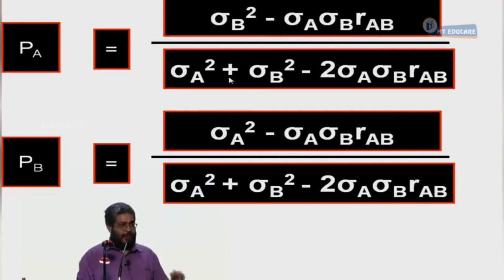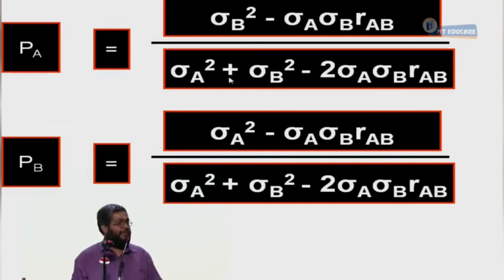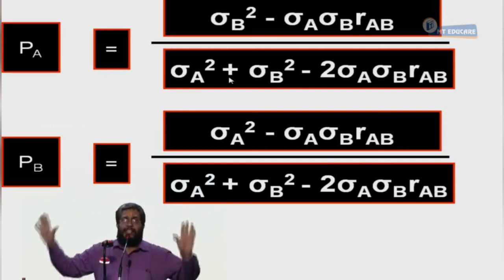For any function, you find dy by dx and equate it to 0, and you get a maximum or minimum value. Whether it is a maximum or minimum depends on the second derivative. If the second derivative is positive, it becomes a minimum; if negative, a maximum. Using that, the formula can be derived. But forget about the derivation, this is the formula.